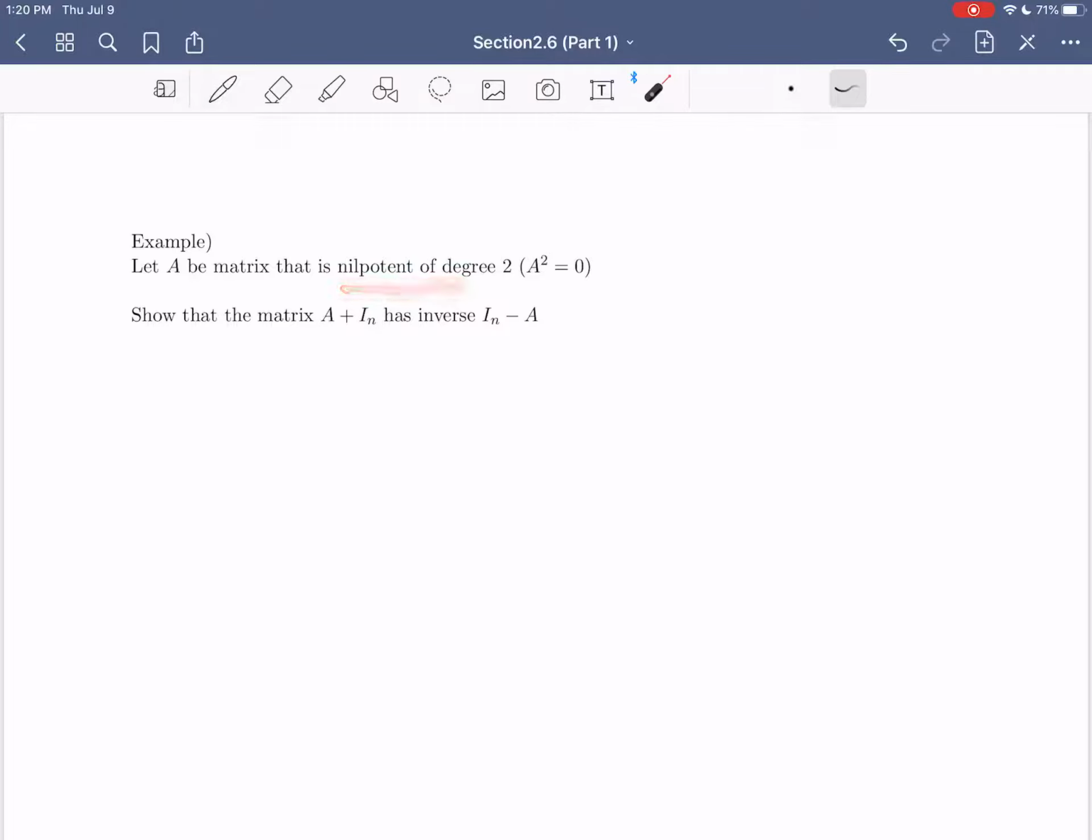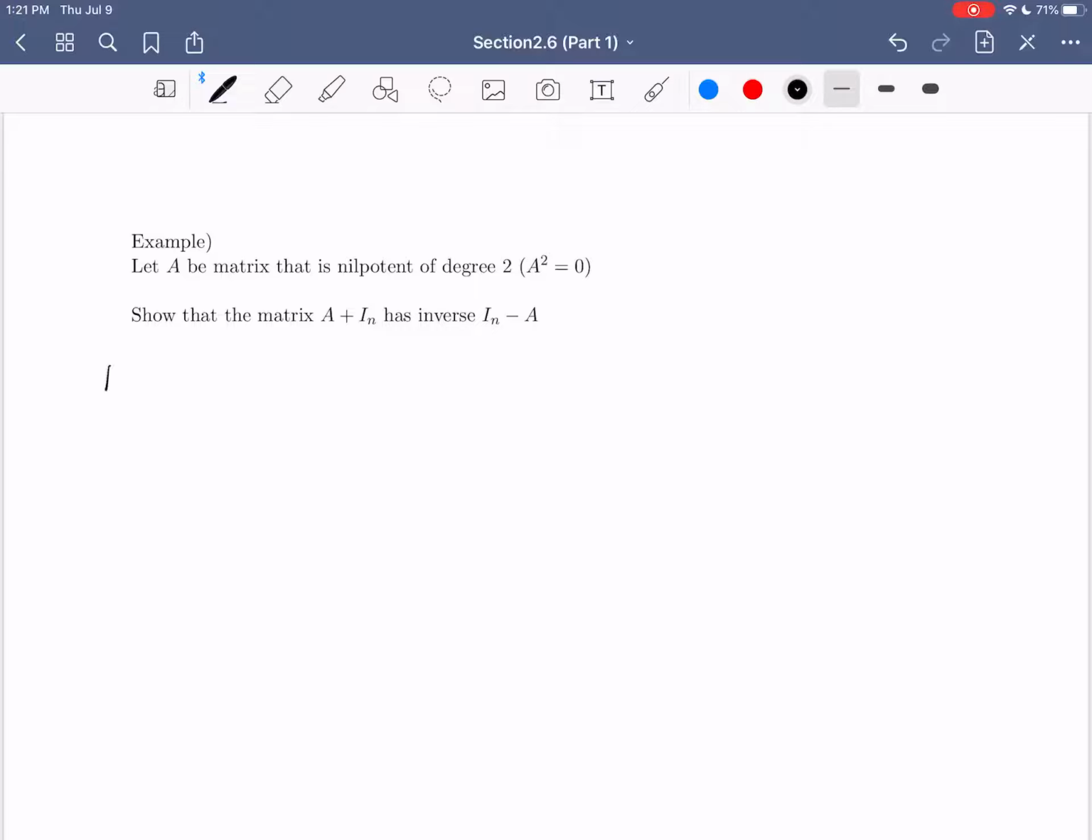Nilpotent matrices, basically when you repeat multiplying themselves with each other, so when you do A to a power, they eventually become the zero matrix. So, nilpotent of degree 2 just simply means that when you square the matrix with itself, you get the zero matrix. So we're going to show that if A is a nilpotent matrix of degree 2, then the matrix A plus IN has inverse IN minus A. So in other words, if A has this special property, then this matrix will have this inverse.